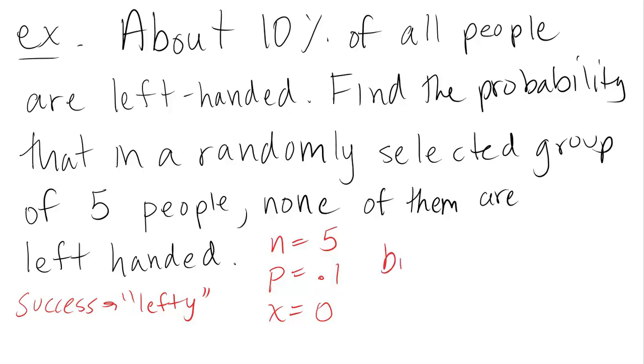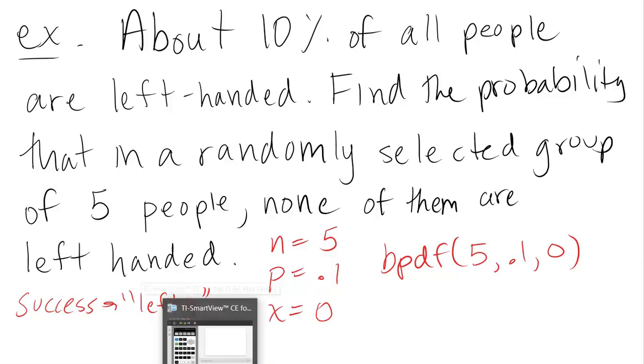This is Binompdf 5, 0.1, 0. But before we put this into the calculator, let's think about whether or not this would be a rare event. 10% of people are left-handed, so in a group of 5 people, it would not be weird to have no lefties. Let's throw it in the calculator and see what we get.